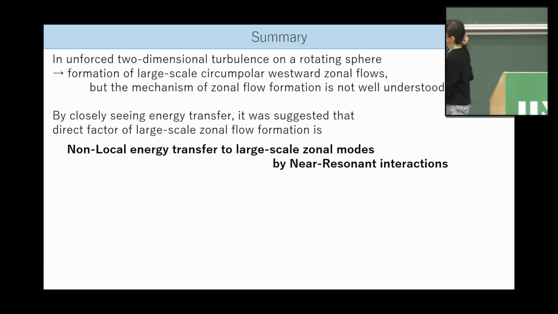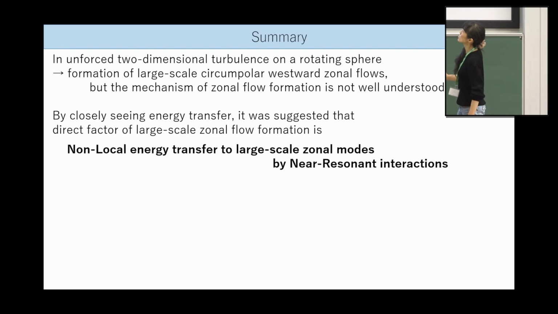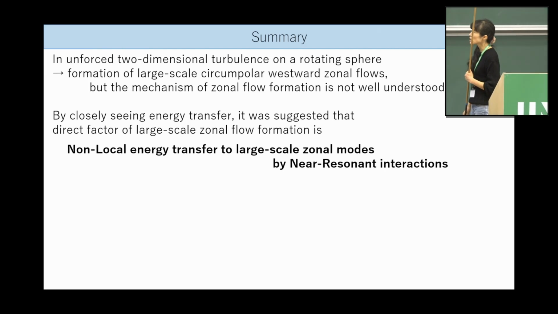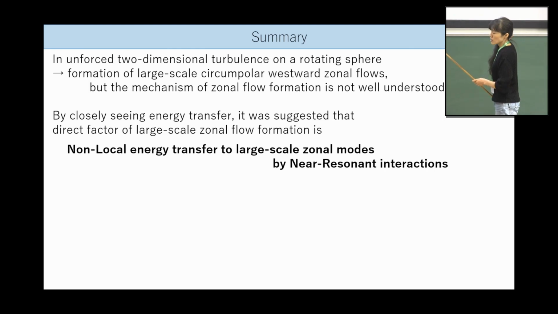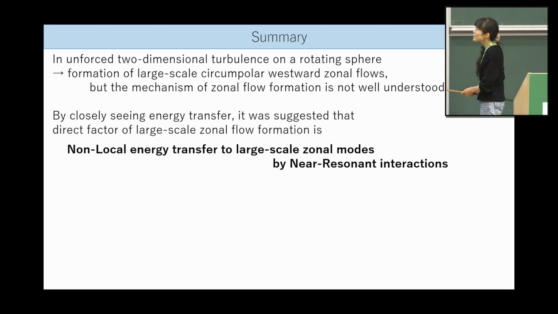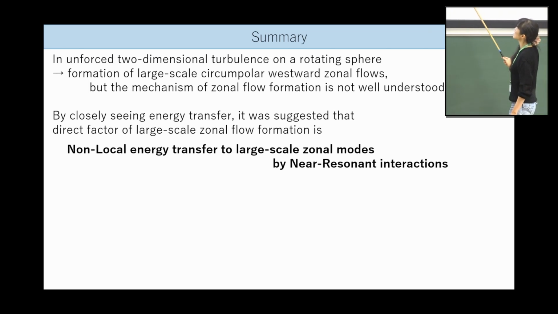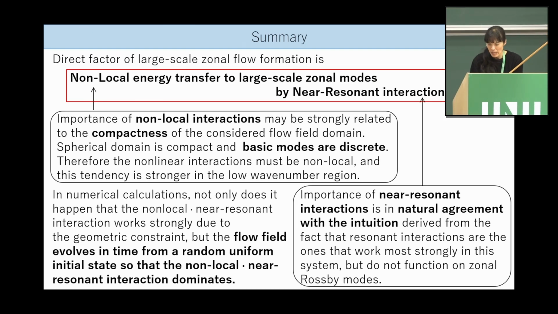And this is the summary. So in unforced two-dimensional turbulence on a rotating sphere, we have formation of large-scale circumpolar westward zonal flows, but the mechanism of zonal flow formation is not well understood. So we have closely investigated the non-linear interaction of Rossby waves and found that non-local energy transfer to large-scale zonal modes by near-resonant interactions is the important one.